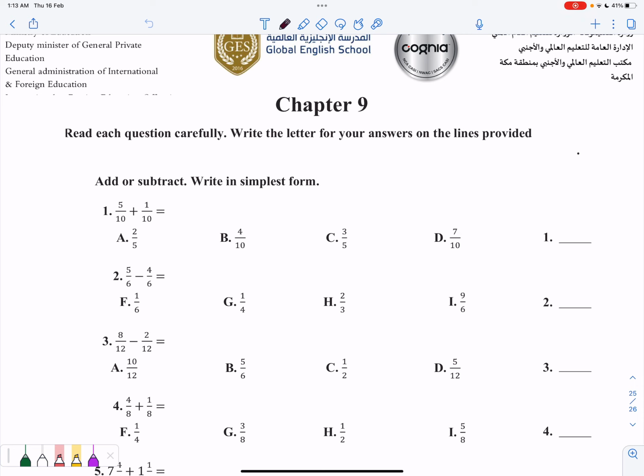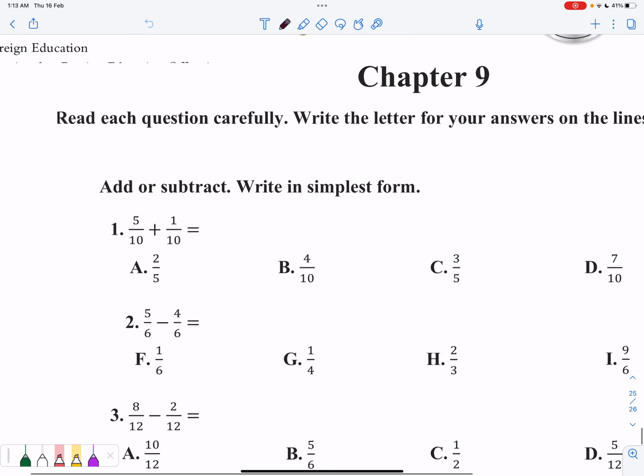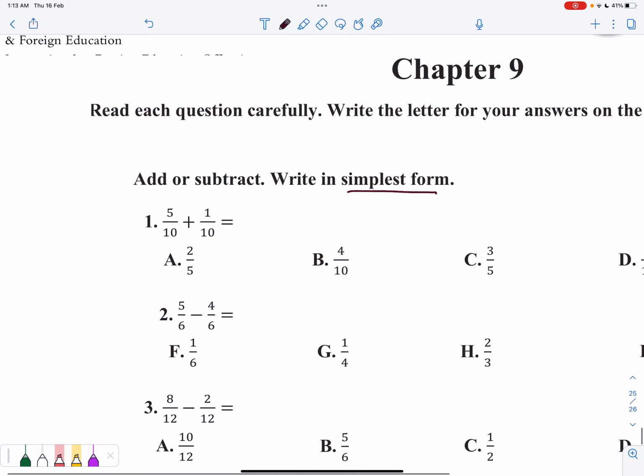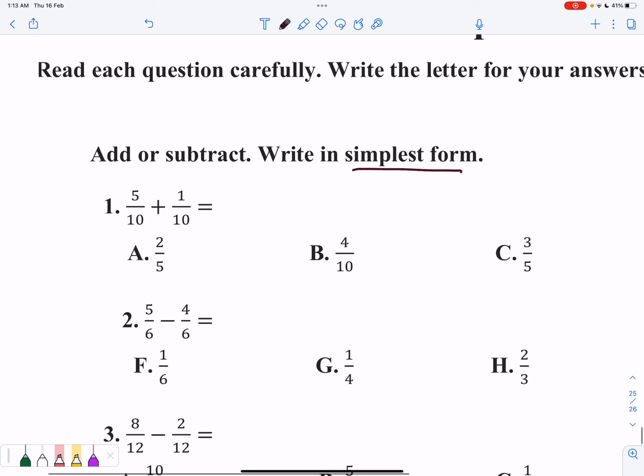So first question, add or subtract, write in simplest form. Here we're just gonna add or subtract fractions, and we always should write our answers in the simplest form. So whenever you can simplify the fraction, you should do it. Okay? So the first fraction says 5 over 10 plus 1 over 10.